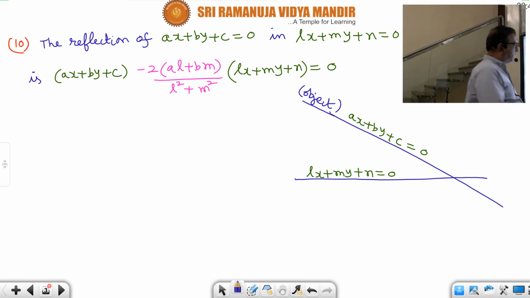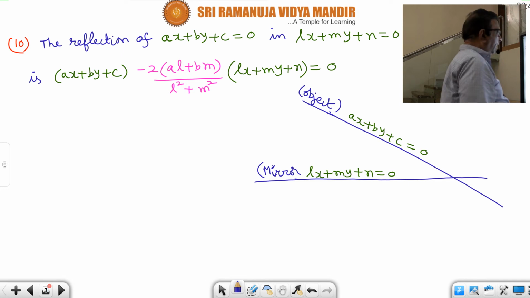And this line Lx plus my plus n equal to 0 is called what? Anybody? Mirror line. Reflection line I have not yet drawn. Reflection of the object line in the mirror line. So what is the geometrical method of constructing the reflection line?